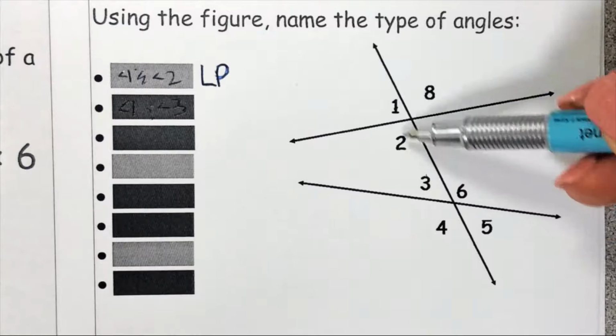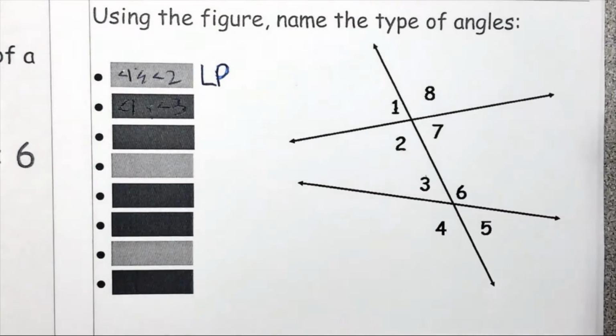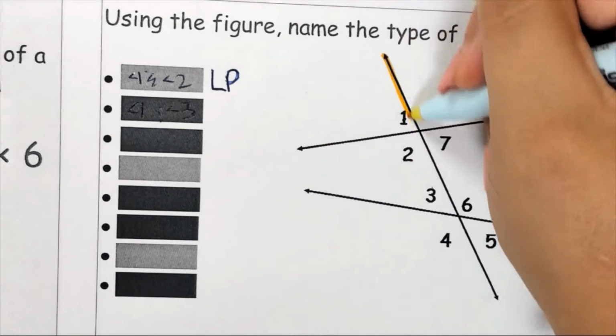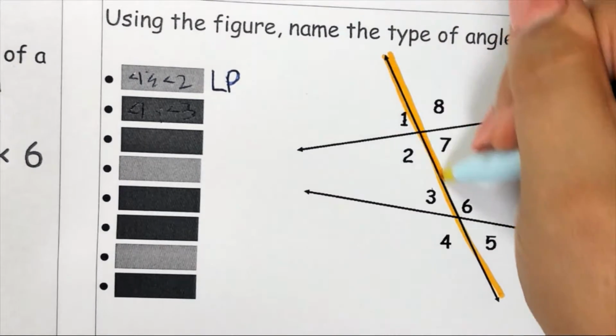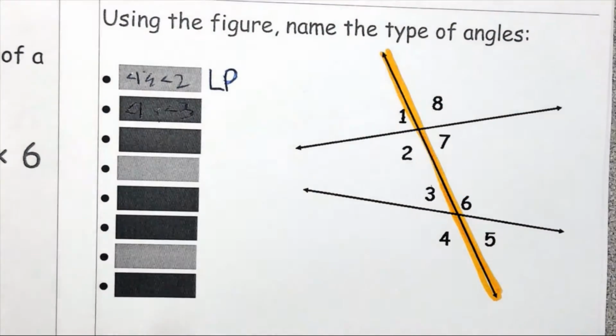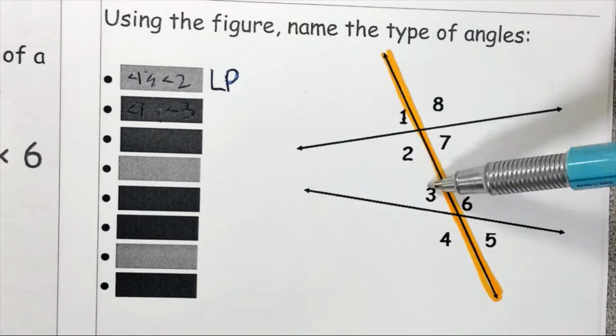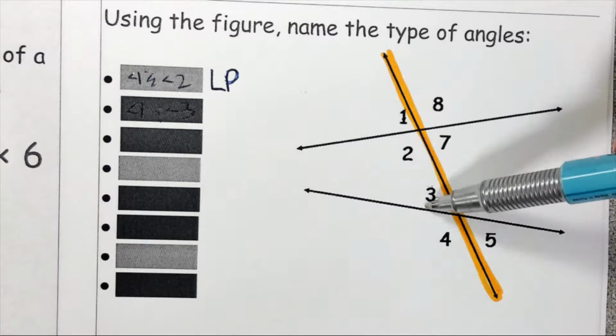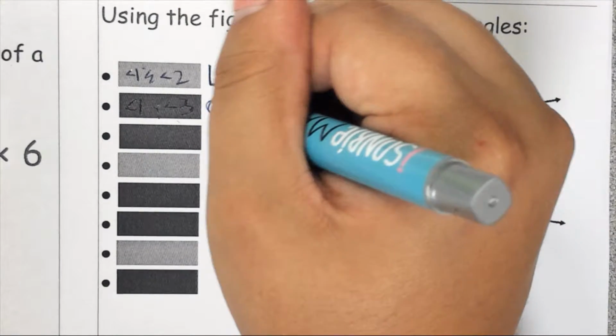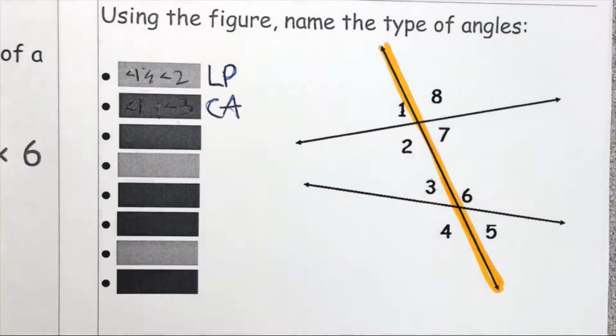Okay. What about angle 1 and angle 3? They're on the same side because, again, this is my transversal. It's the one that's intersecting two lines. They're on the same side, 1 and 3, but one's outside and one's inside. So they're both in the top left. So this is corresponding angles.